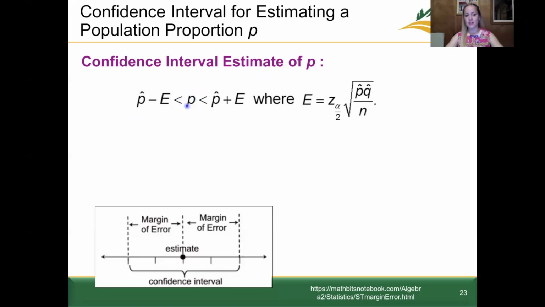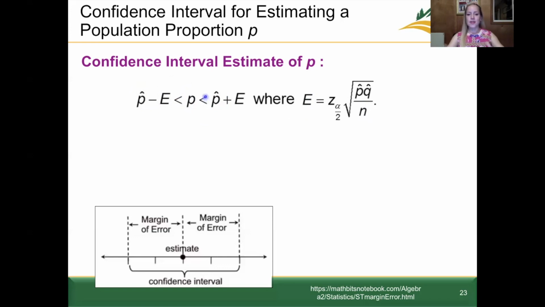Then this value is always greater than p hat, the sample proportion, minus our margin of error. On the other side, the population proportion p is less than our sample proportion p hat plus our margin of error, E. So in this representation, we need to find our p hat value. We also need to calculate our margin of error, E, using the equation we've seen.